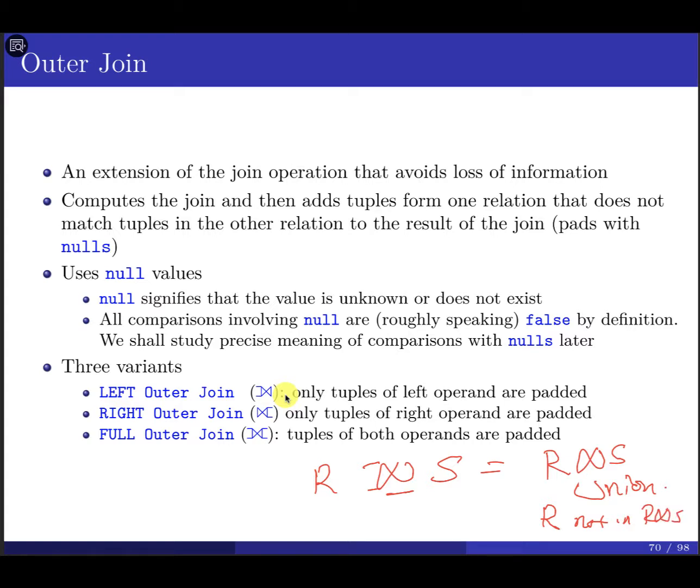So if you have a tuple of R natural join S, assume A, B and A, C, the result is going to be A, B, C, all right? So assume you have a set of tuples, both of them in the result of R natural join S.